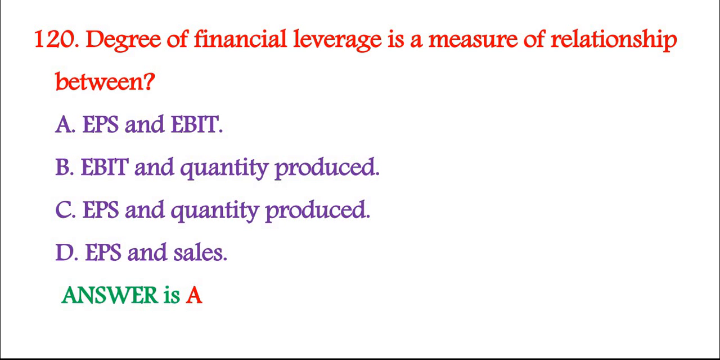120. Degree of financial leverage is a measure of relationship between A. EPS and EBIT. B. EBIT and quantity produced. C. EPS and quantity produced. D. EPS and sales. Answer is A.